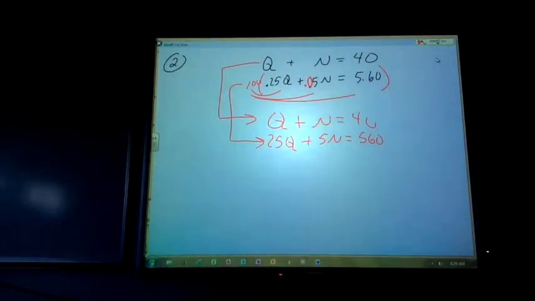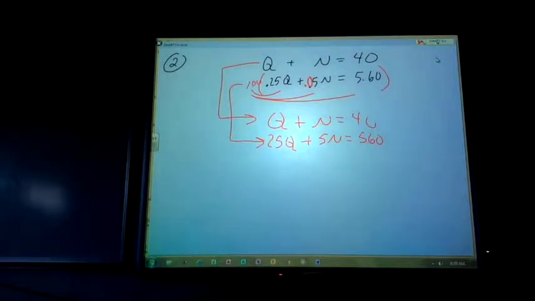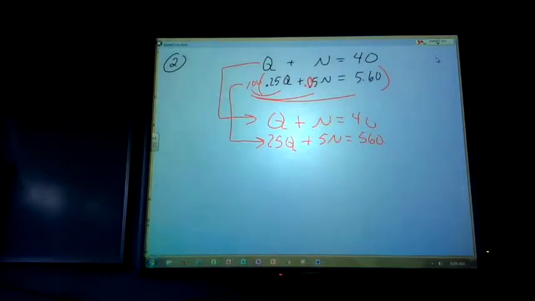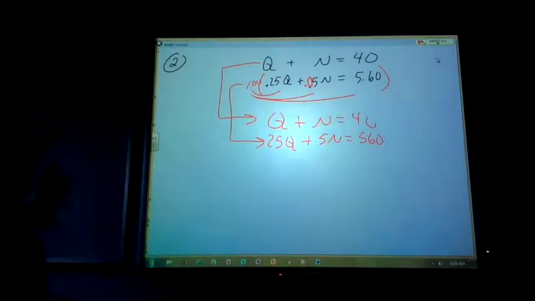George, if I add these equations together right now, is something going to fall out? So if I go Q plus 25Q, is Q gone then? No. What about N and 5N? Is N gone then if I add these together? No. What would you like to get rid of, Q or N? I'm going to give you this choice. I either have to multiply by 25 or I have to multiply by 5. So what's easier to multiply by?